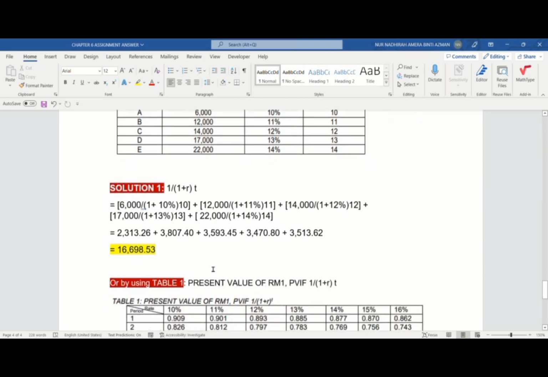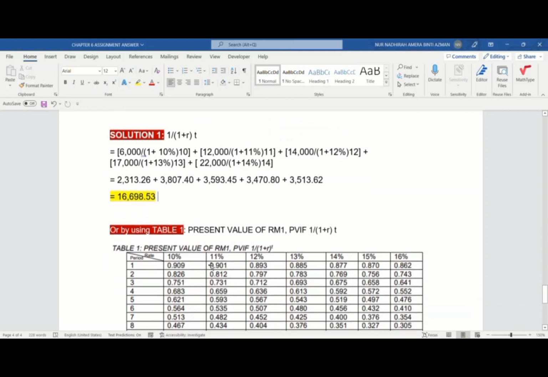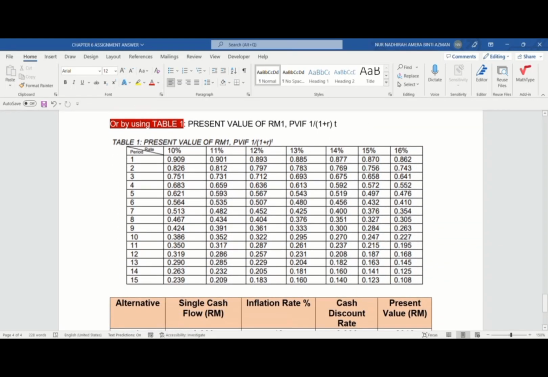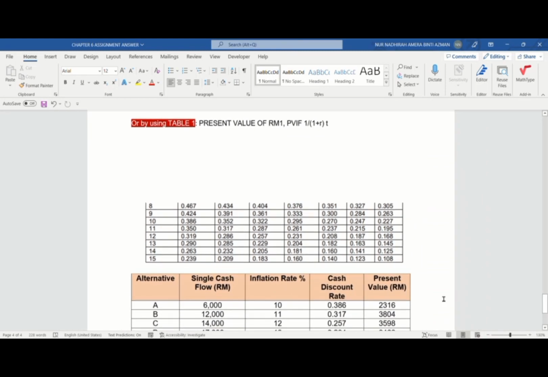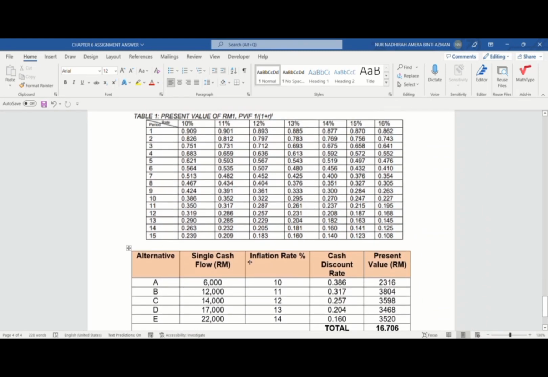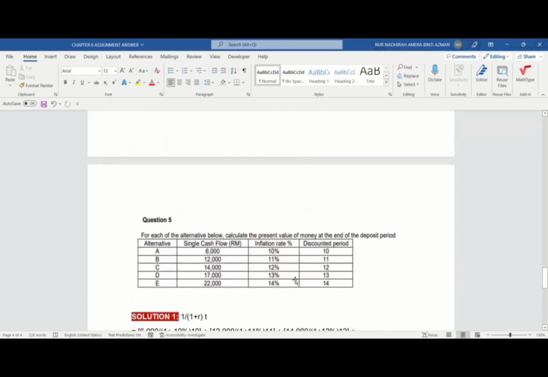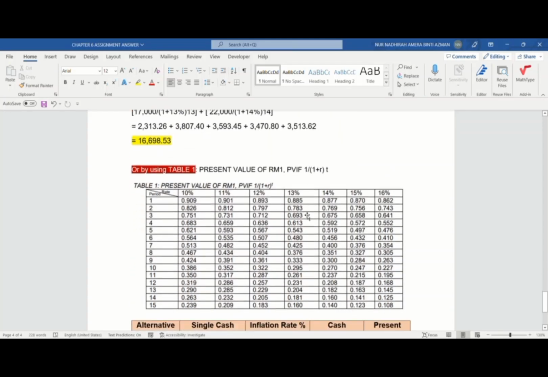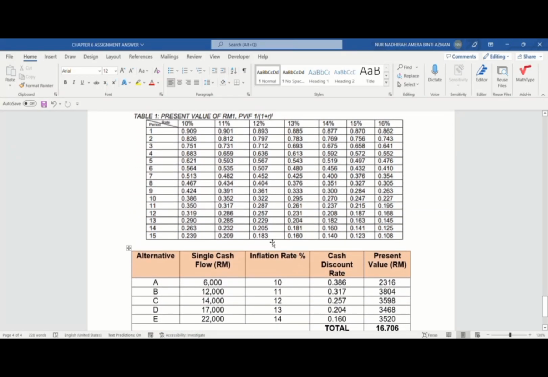Or you can also refer to the table for the easiest way. This one is table 1, present value of 1 ringgit. For alternative A, the single cash flow is 6,000 and the interest rate is 10%. And the discounted period is 10. Therefore, you just refer to the table, 10% and discounted period 10, and it will be 0.386. For the present value, you can count 6,000 times 0.386 and you will get 2,316.